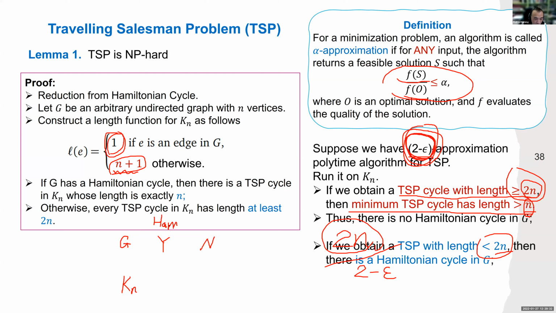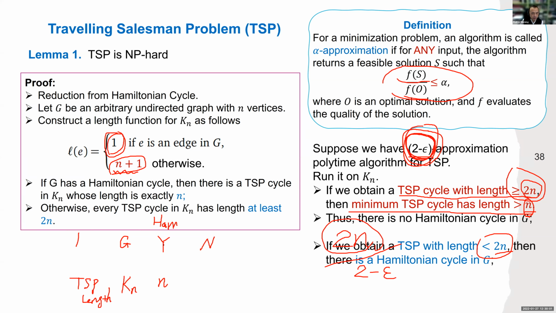Okay, now you see, well, if you have a Hamiltonian cycle, then in Kn, what's your TSP length? N, right? So in Kn, we talk about TSP length, right? And in G, we are talking about whether you have a Hamiltonian or not. So this is Hamiltonian, right?